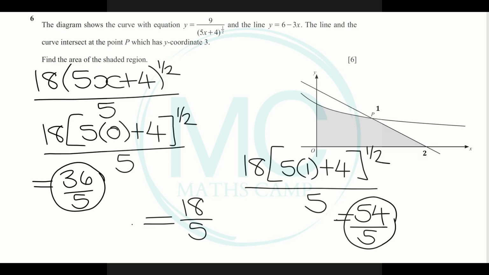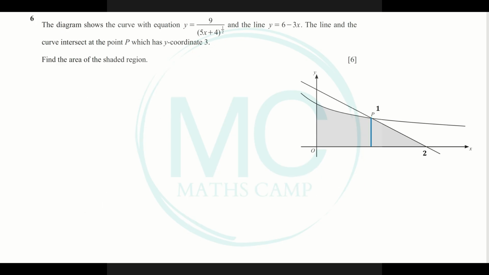Now we need to find the area under the straight line. If I were to draw a line from P down to the x-axis, I've now created a triangle, specifically a right angle triangle. So to find this area, I can use the area of a triangle is equal to 1 over 2 multiplied by the base multiplied by the perpendicular height.